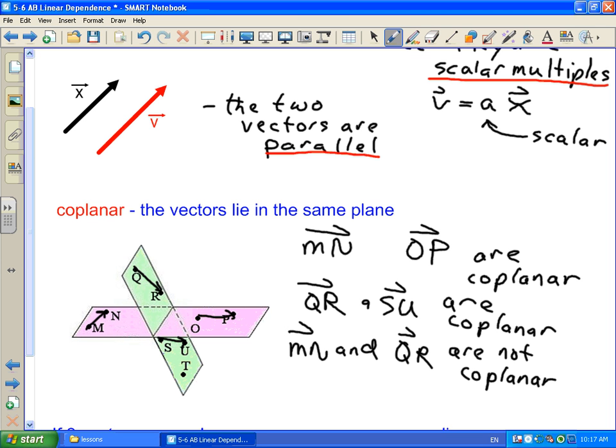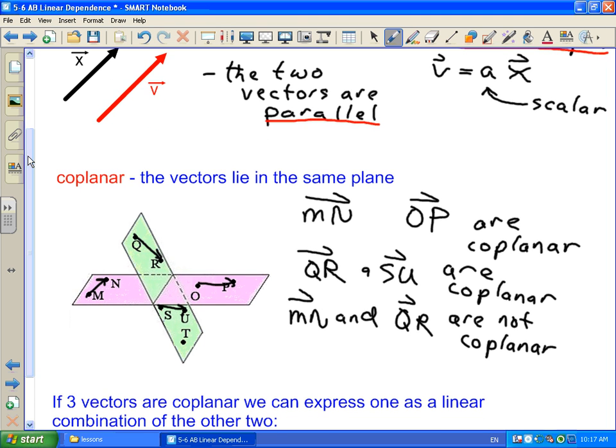So anytime you're dealing with two-dimensional vectors, all of our two-dimensional vectors lie in the xy plane that we've looked at so far. So all 2D vectors are coplanar. It's only once you start getting into three-dimensional vectors that you have to worry about whether or not two vectors lie in the same plane, whether or not they're coplanar.